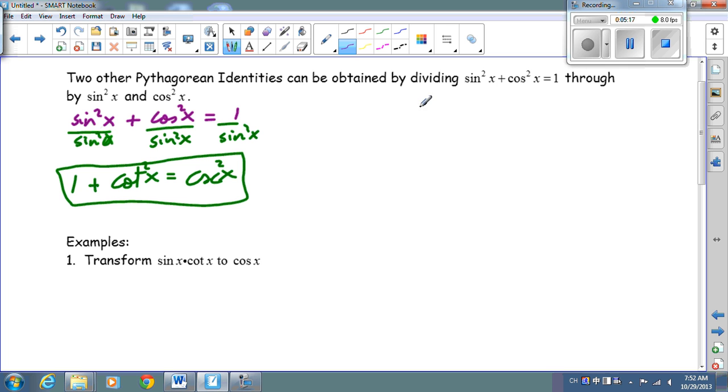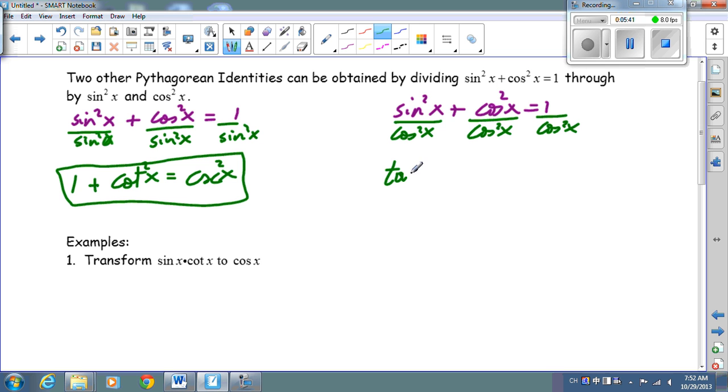The same thing can be done also if we divide everything by the cosine squared of x instead. So I will start with my identity, which is sine squared of x plus cosine squared of x is equal to 1. And at this point, I will divide instead by cosine squared of x. And I will end up with the tangent squared of x plus 1 is equal to the secant squared of x.